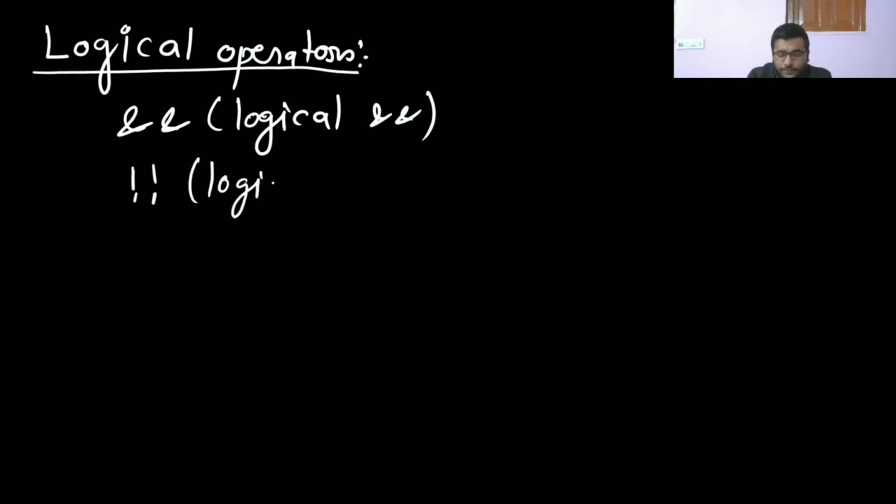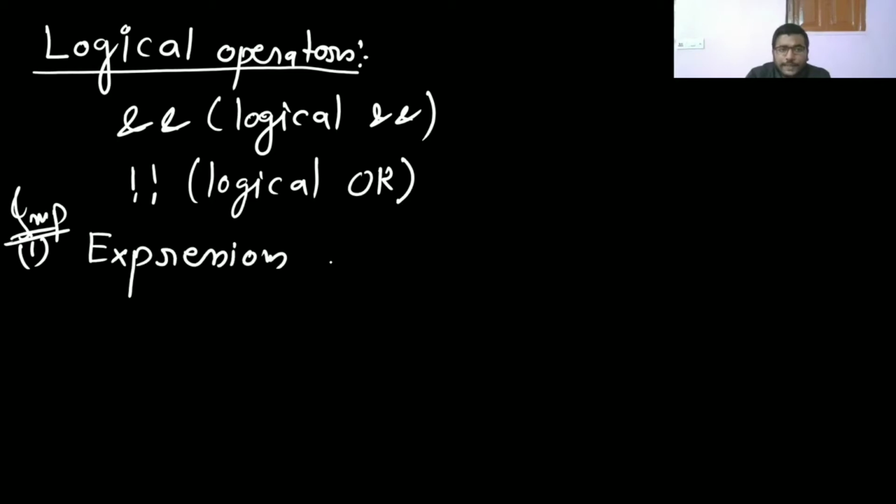Now see the logical operators. We have logical and, written as double ampersand, and the last one is logical or. It is very important that you use short circuit in logical operations.